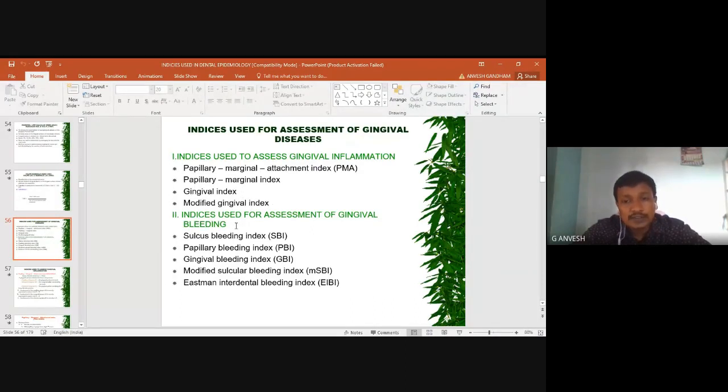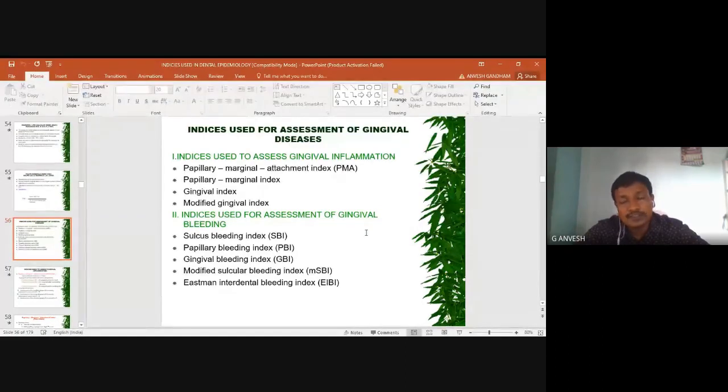And the next part is the indices used for assessment of gingival bleeding. So we have the circular bleeding index, papillary bleeding index, gingival bleeding index, and the fourth one is the modified circular bleeding index, and the Eastman interdental bleeding index. So these are the commonly used indices for recording the gingival diseases or gingival status. One is for gingival inflammation and one is for gingival bleeding.